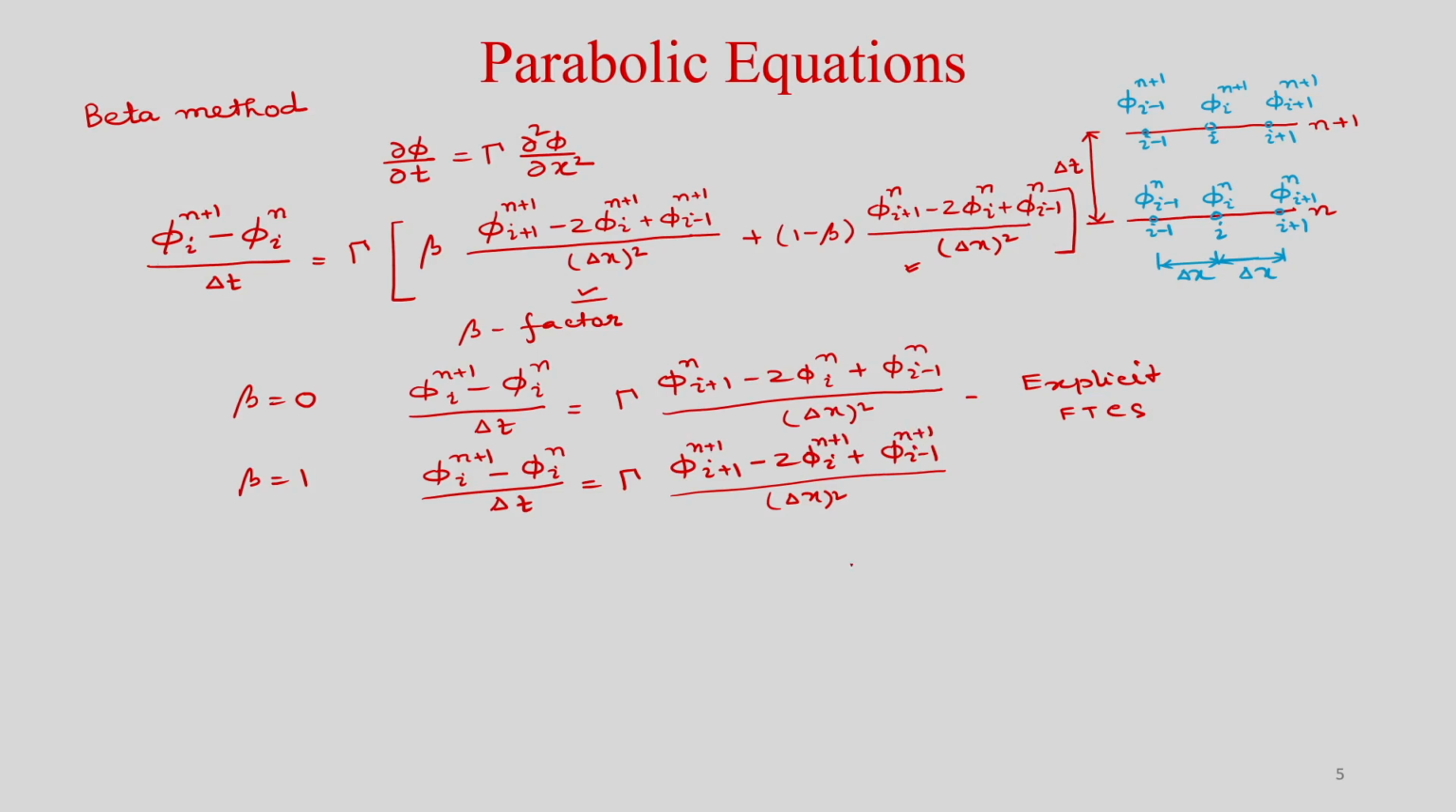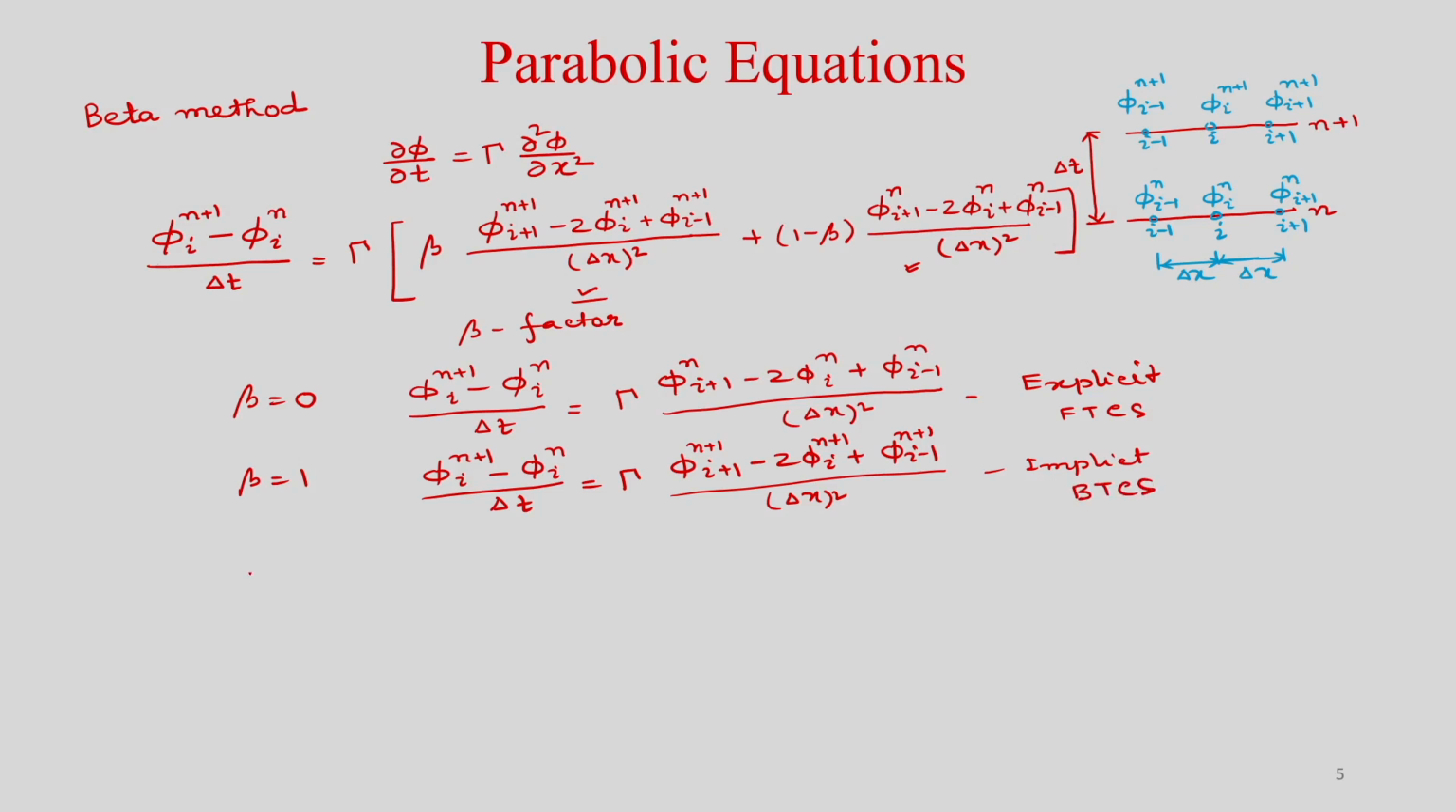So, what is this discretization? It is obviously an implicit method, because more than one unknown is there, and commonly this method is known as BTCS, backward time central space. So, it is implicit and it is known as BTCS.